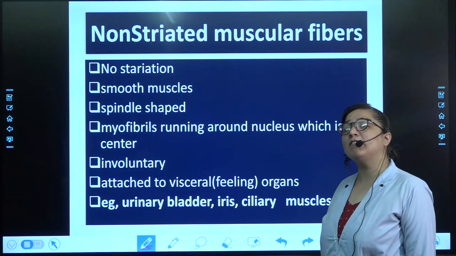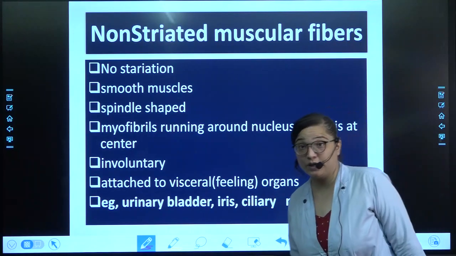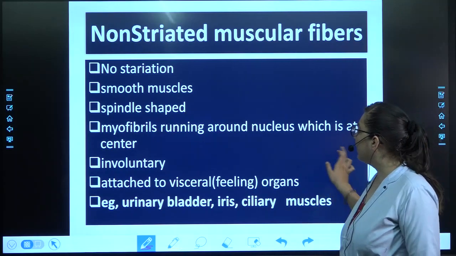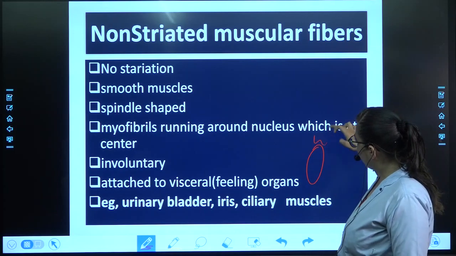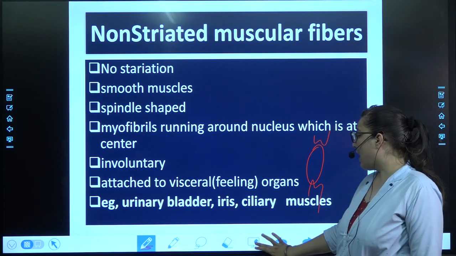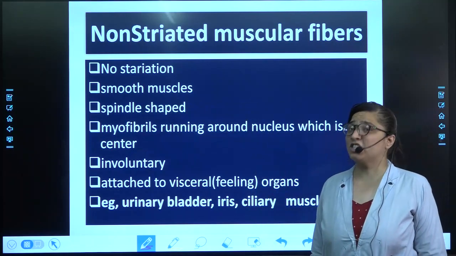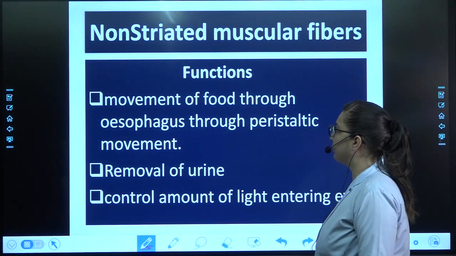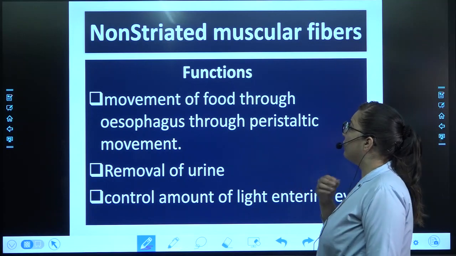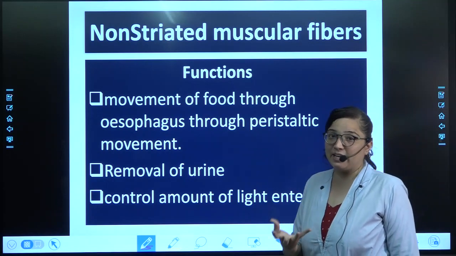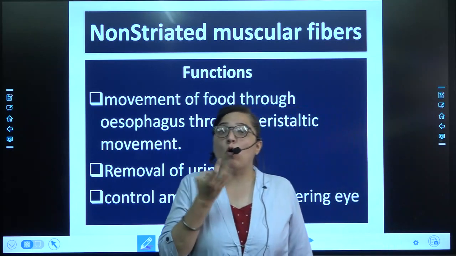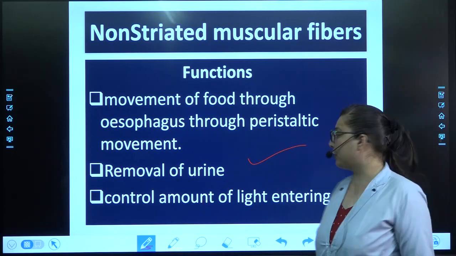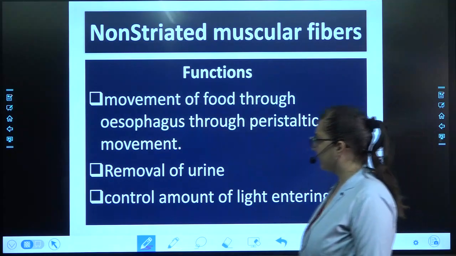Where are they attached? With all the visceral organs, that is in the urinary bladder, iris, ciliary muscles. We already know that ciliary muscles are over here, they are holding the eye. Iris controls the amount of light which is entering our eye. Then non-striated muscular fibers, what is their function? In the movement of food through the esophagus, through the peristaltic movement. Peristaltic movement is opening and closing. Then in the removal of urine and controlling the amount of light that is entering the eye.